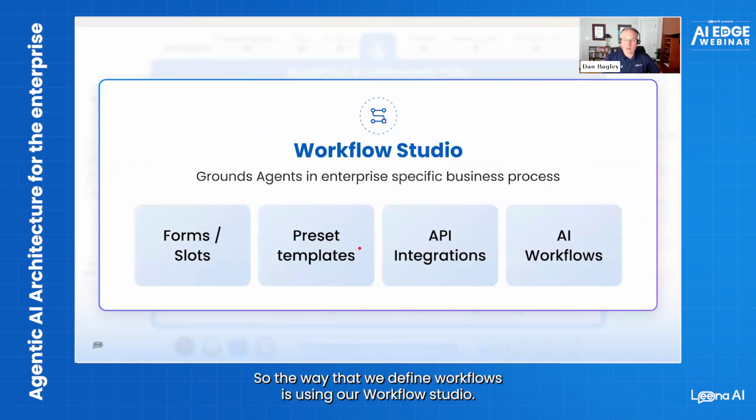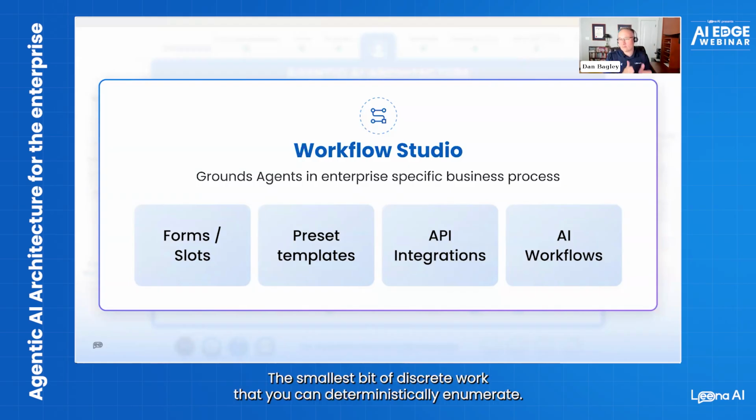The way that we define workflows is using our workflow studio. This is a little bit different from something like a Copilot Studio or some of the studio products I mentioned earlier on, because we're not building business processes. We're building discrete tasks, things like open a ticket. Opening a ticket's not a business process. It's a skill or capability. So workflows, in our view, need to be very, very small in nature, the smallest bit of discrete work that you can deterministically enumerate.